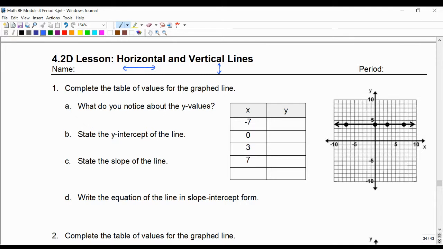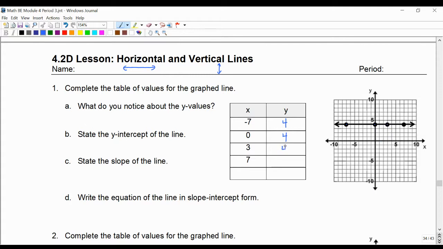So number one, we can already tell if we look at the graph, because the graph has been completed, that we are dealing with a horizontal line. It says complete the table of values for the graph line. So -7. We're going to look on the x-axis for -7, which is right here, and the y value is 4. Where is x 0 on this line? It's up at 4. When x is 3, what is y?